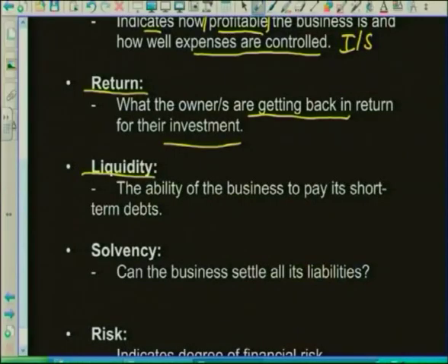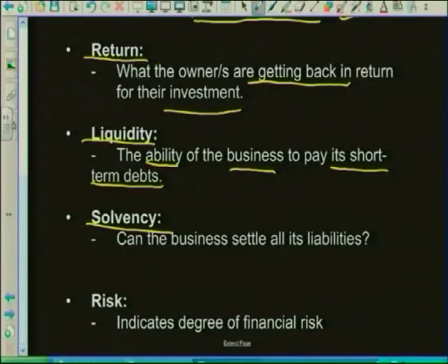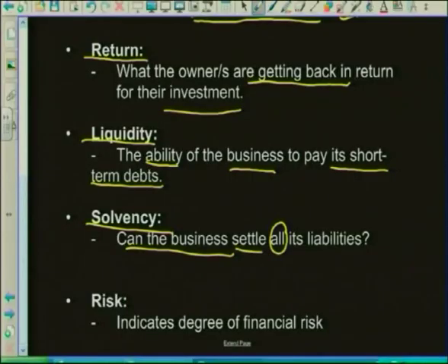The next category focuses on liquidity. When we talk about liquidity, here we're looking at the ability of the business to pay its short-term debts. Short-term debts, we are referring to your current liabilities. Can the business meet its short-term obligations, pay off its current liabilities? The next category is solvency, and under solvency we just have one ratio which we're going to look at in a bit more detail, but solvency itself is an indication of whether the business can settle all its liabilities.